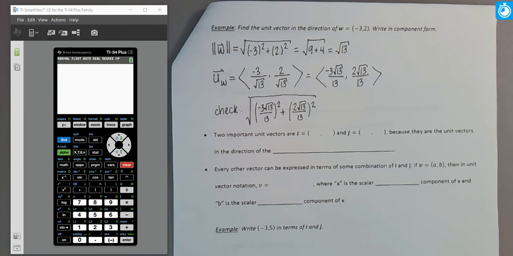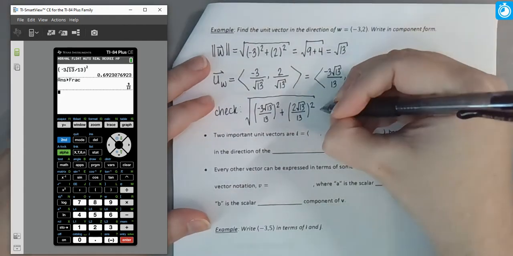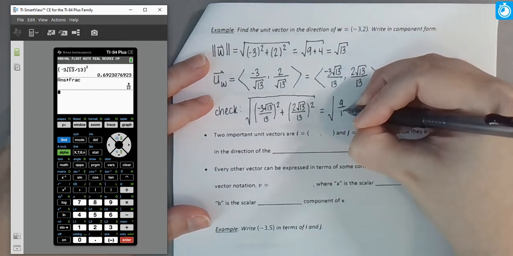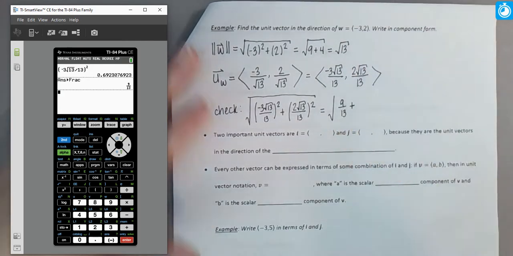So just start by squaring each of these things. The first thing we have is -3 times the square root of 13, and then that is divided by 13, and we are squaring that. So that simplifies down to this value. Can it actually be converted to a fraction? Let's see. Sure enough, 9 over 13. So that is going to simplify a little bit at a time, 9 over 13. Okay, let's do the same thing for the next one.